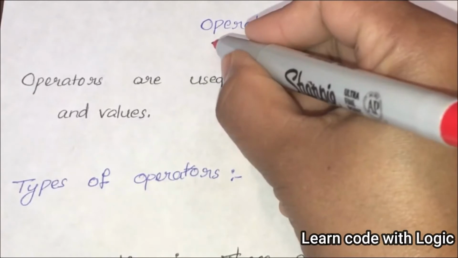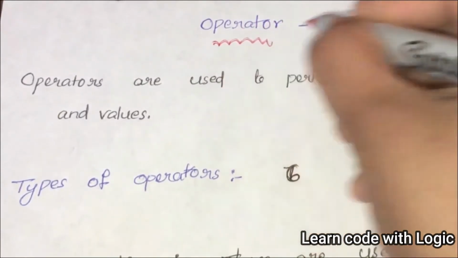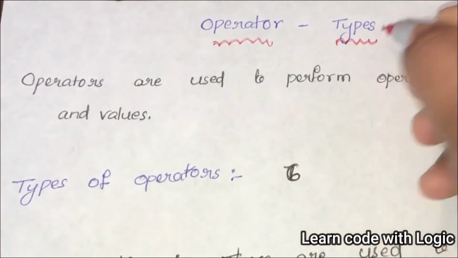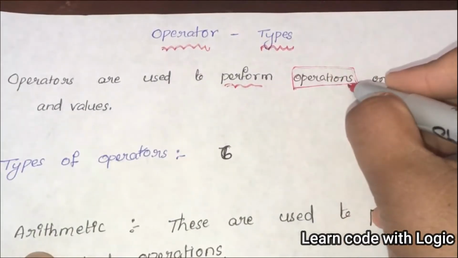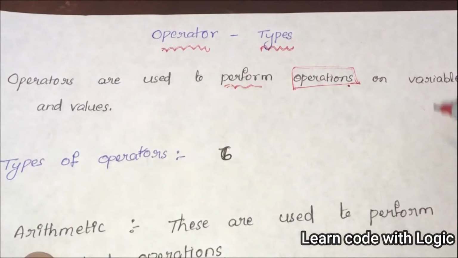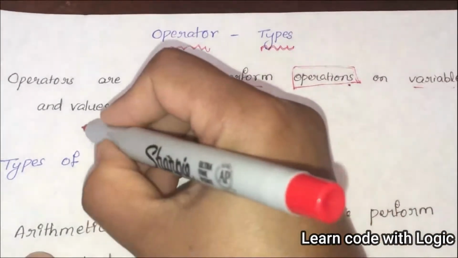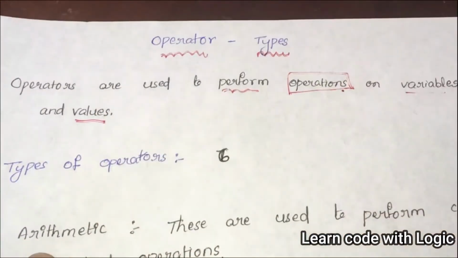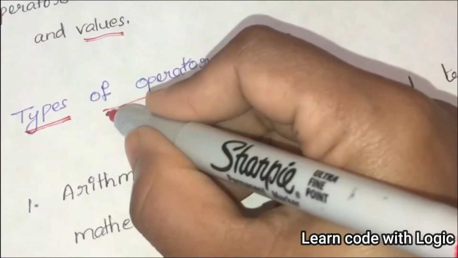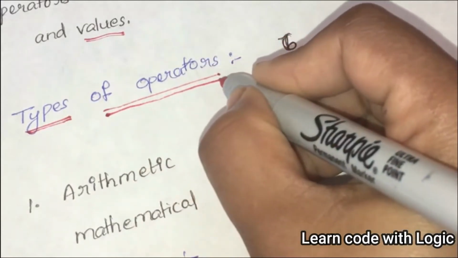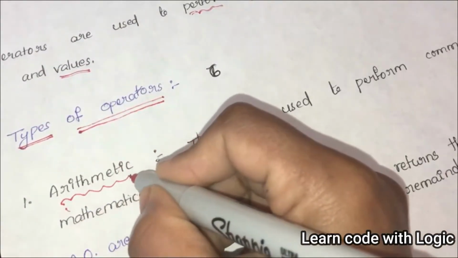In this tutorial you will learn about operators in Java and the types of operators we generally use in Java. Operators are used to perform operations on variables and values. So to perform any operations we need operators. Now let's talk about types of operators. The first one is arithmetic operator.